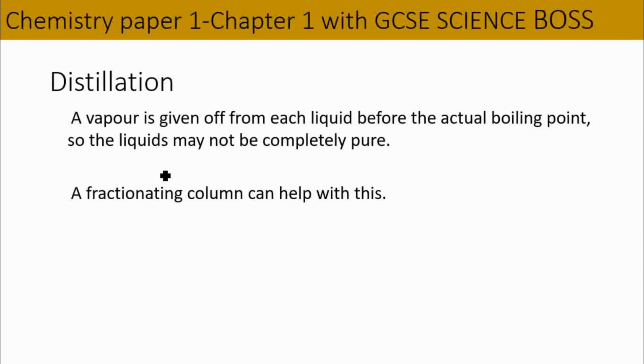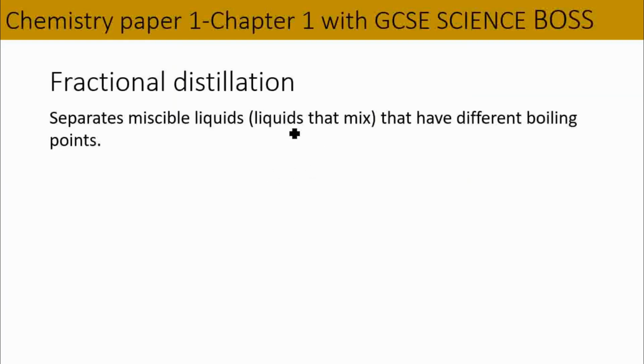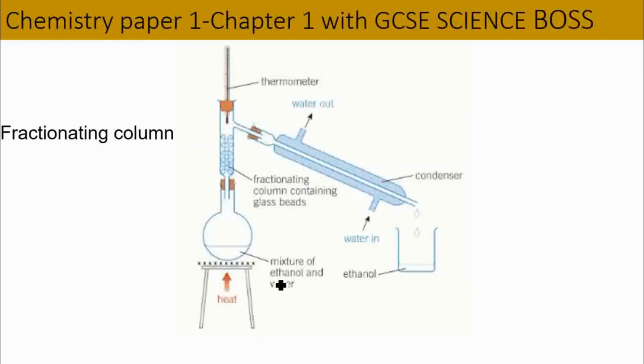Now, with distillation, when the vapor comes off, especially if you're using two liquids of different boiling points, the liquid which is collected at the end is not quite pure. To help increase purity, we use fractional distillation. Fractional distillation separates two or more miscible liquids, meaning that they mix and they have different boiling points, and the boiling points can be close. An example of that could be ethanol and water, alcohol and water. Ethanol has a boiling point of 80 degrees Celsius, water has a boiling point of 100 degrees Celsius. Roughly 80, I think it's about 78.